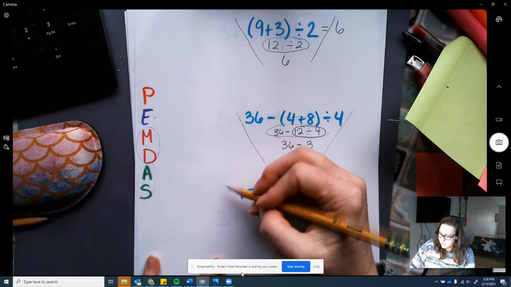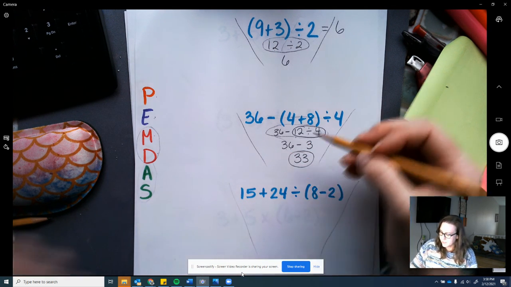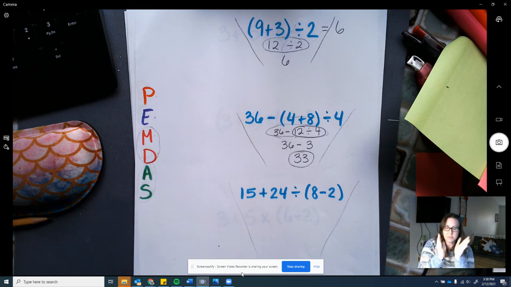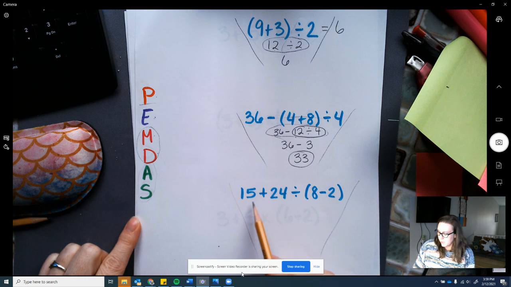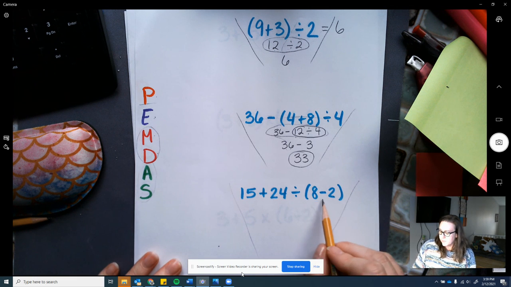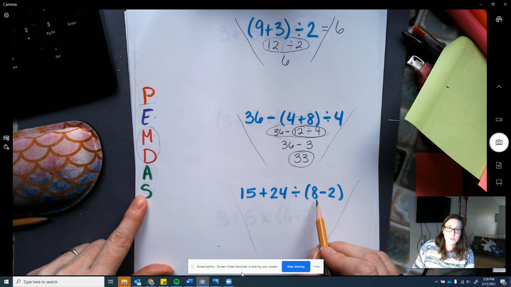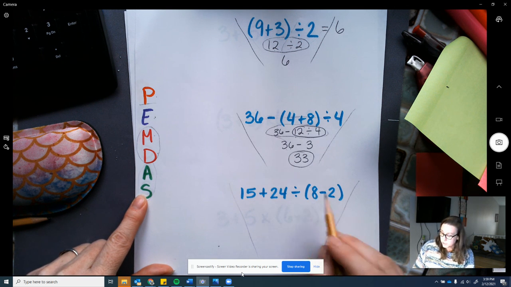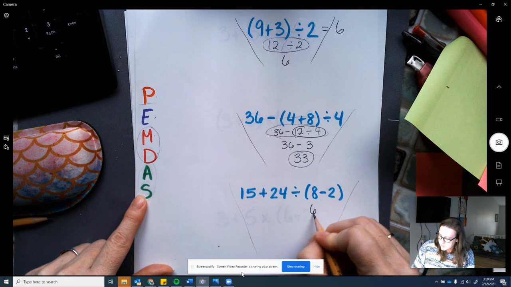Last one of these. I'm going to make my upside down triangle so that I can remind myself that it should get smaller each time. Any parentheses? Why, yes, I have parentheses right here. Right now I have 15 plus 24 divided by 8 minus 2. Even though this is a subtraction, and subtraction and addition are the last things we do, it's in parentheses. So we actually have to do it first. So I'm going to go ahead and do 8 minus 2 is 6.